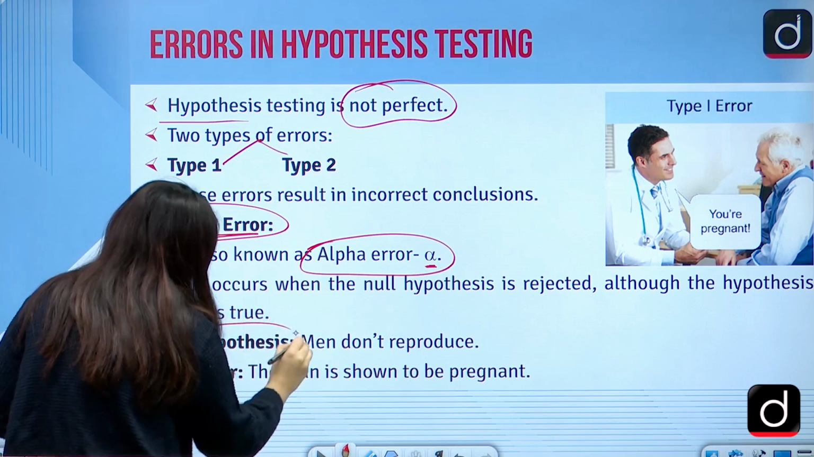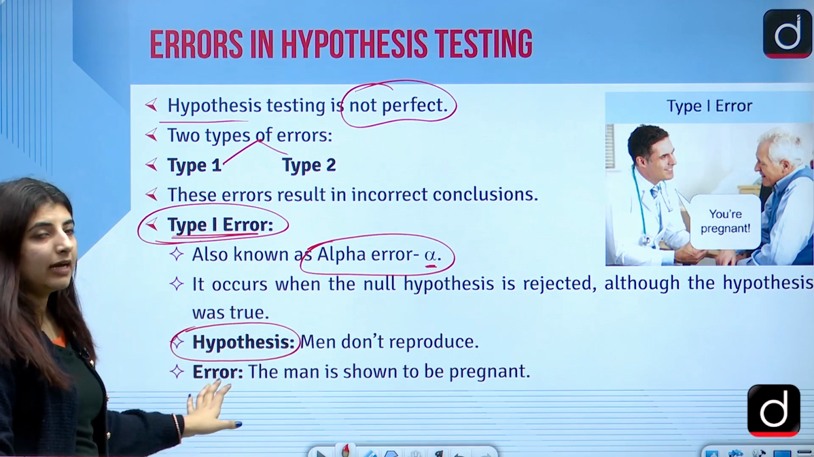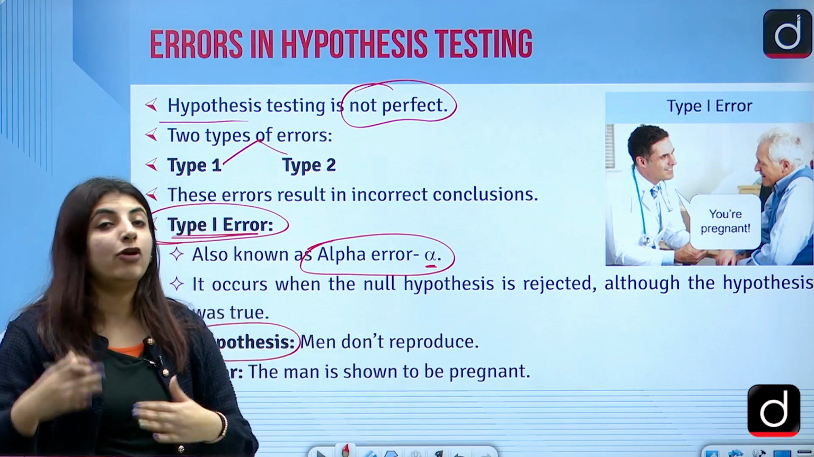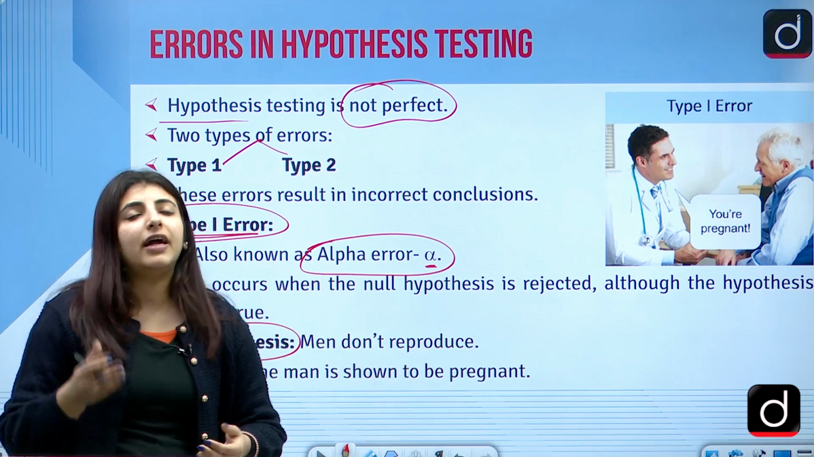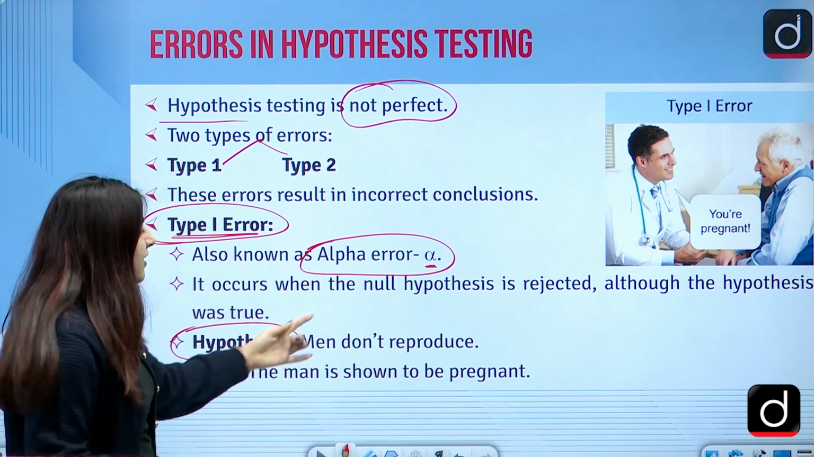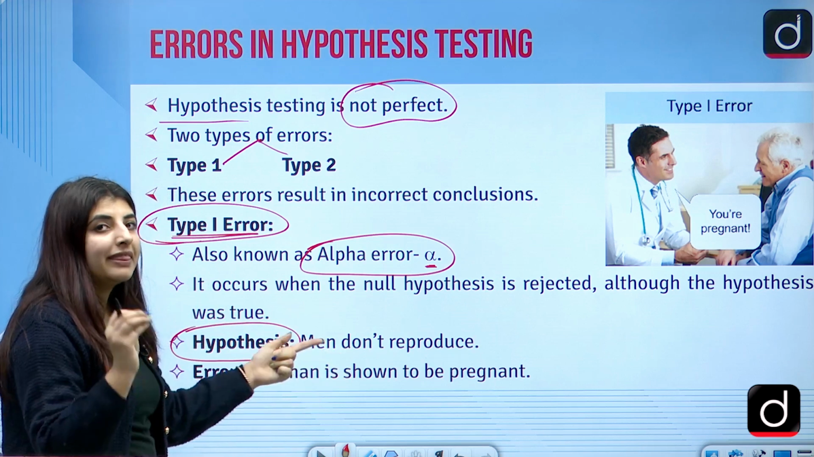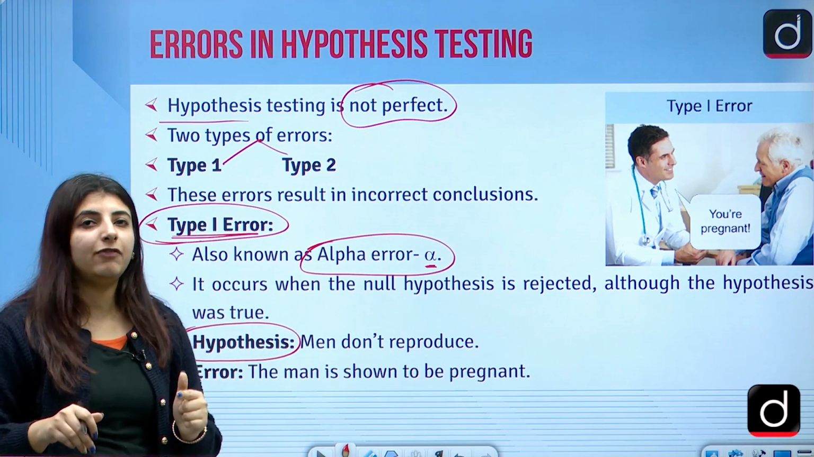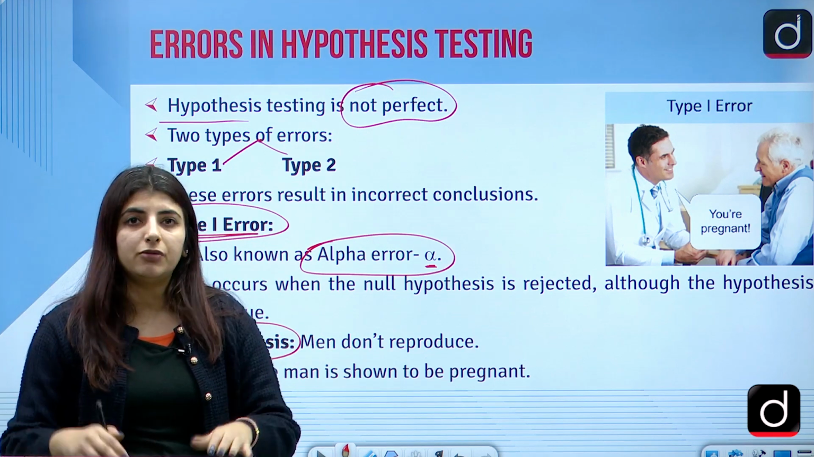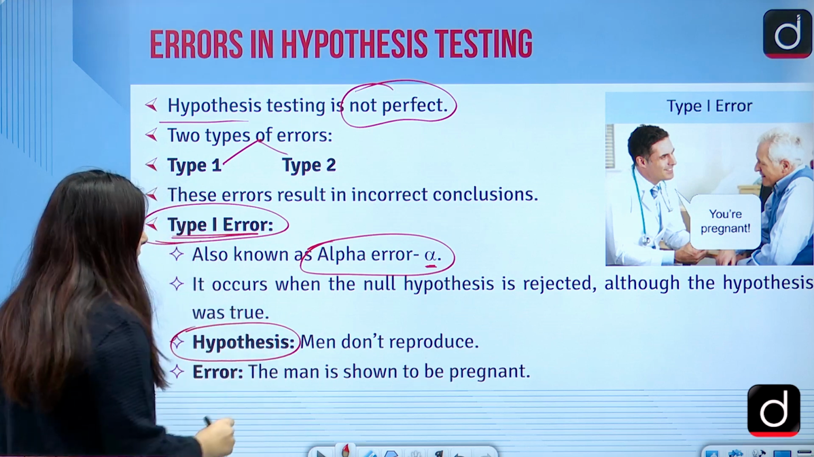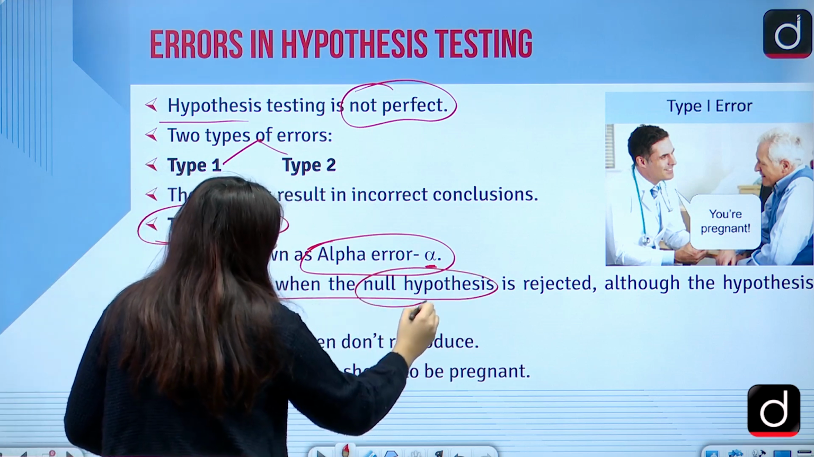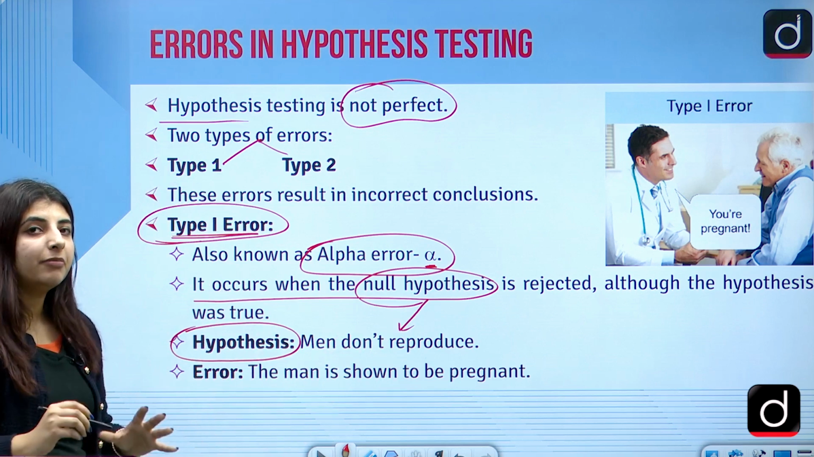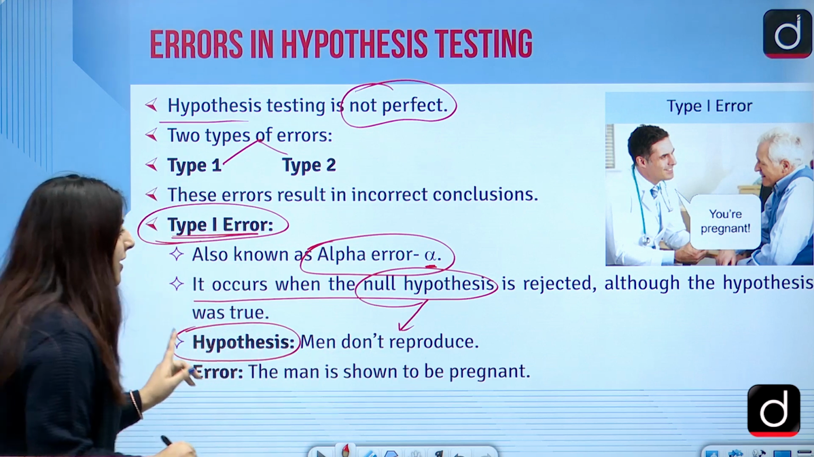So, look here in the example. This is the null hypothesis which says that men don't reproduce, which means that men cannot be pregnant, right? Which we know is true. But when it is rejected, in spite of it being true, what kind of error is committed? Type 1 error. I will repeat this again because students tend to get a bit confused between these two types of errors. If the null hypothesis is rejected even if it was true, then we would have committed type 1 error, right?